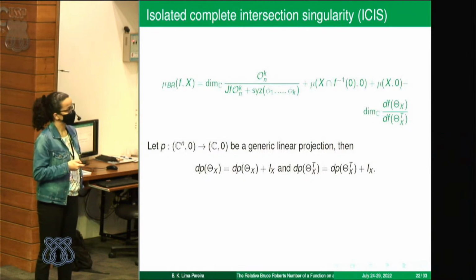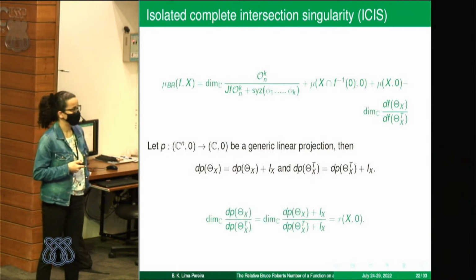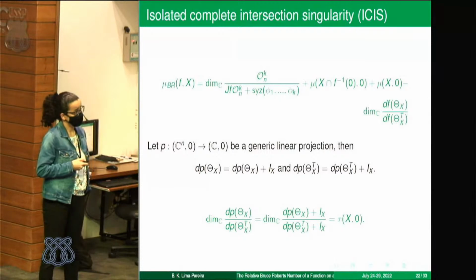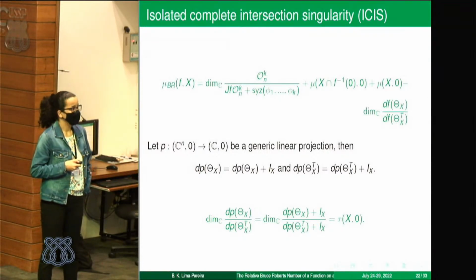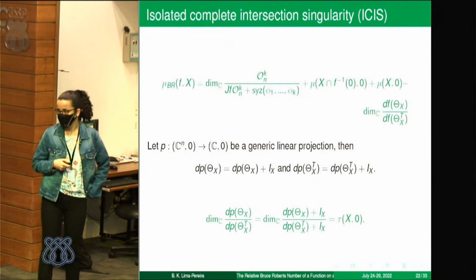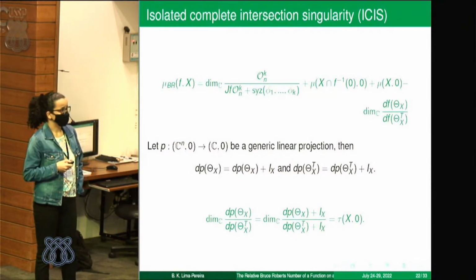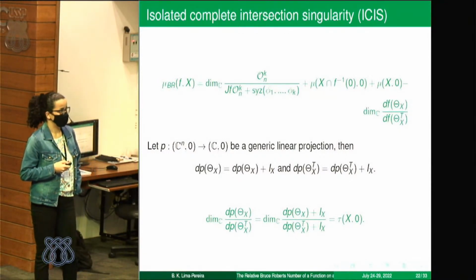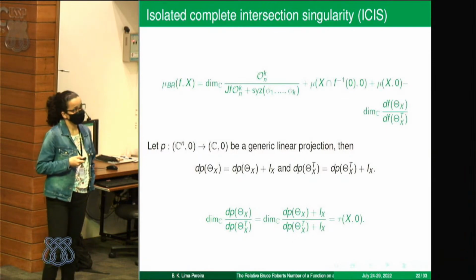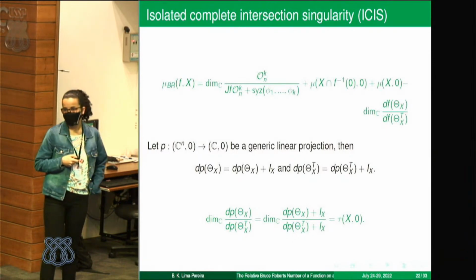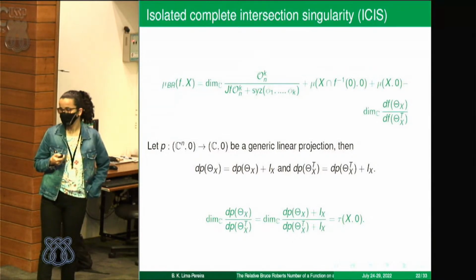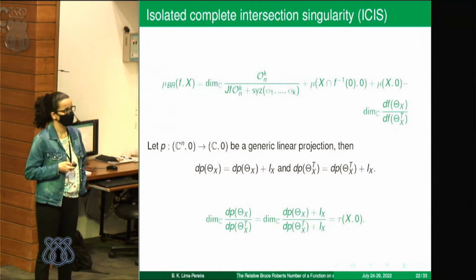Well, so with these equalities, we have that this dimension as a C vector space is equal to this other dimension, and we know that this dimension is equal to the Tjurina number of X, okay? So to conclude that this dimension is equal to the Tjurina number, we need to prove that this quotient does not depend on the function germ or X finitely determinate that we are considering, okay?